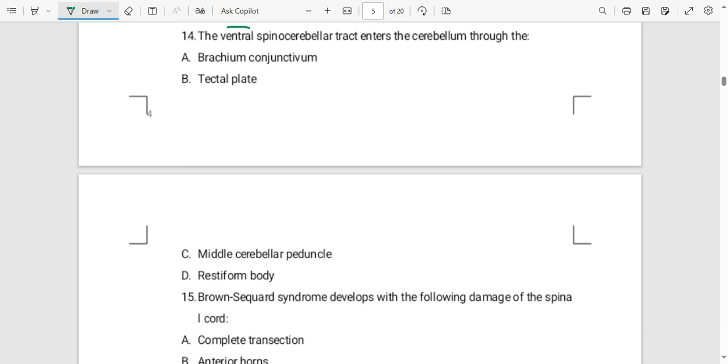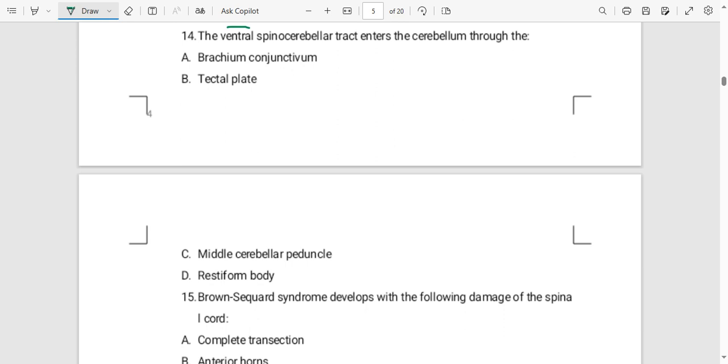Okay, let me just mention this. The answer is A, it's correct. So when you're talking about afferent fibers, sorry, they are going to the cerebellum, not the spinal cord, because we're talking about balance.